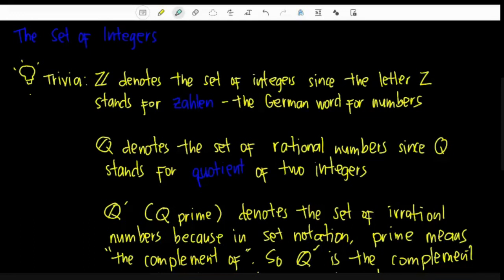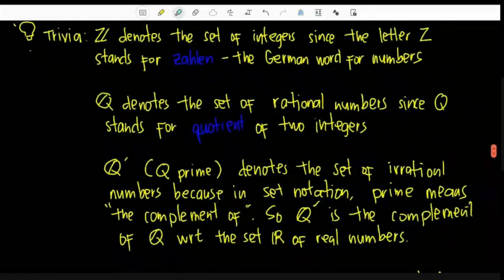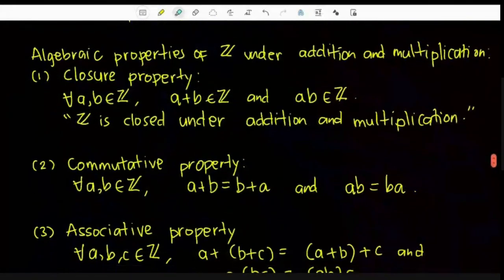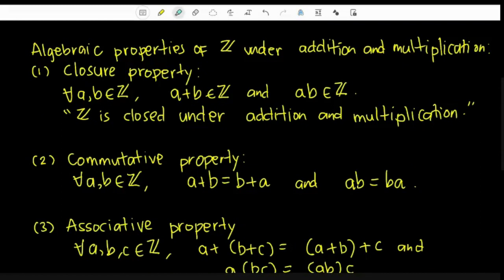Now, Q denotes the rational numbers, pero what does Q stand for? Q stands for quotient, actually. Q for quotient. Now, it's a rational number. Pero bakit hindi R? Kasi yung R ay taken na already by the real numbers. Kaya hindi na nagamit yung R for rational numbers. Now, yung Q prime, the set of irrational numbers naman, so in set theory kasi, putting a prime on a set means you're taking the complement of that set. So, Q prime simply means the complement of Q or the complement of the set of rational numbers, which is the irrational numbers.